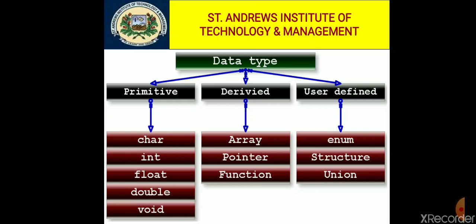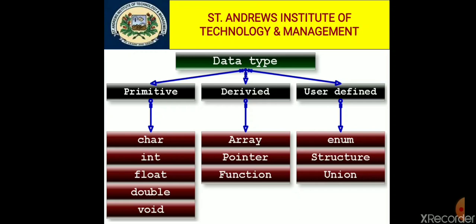And the last one is void data type. Void data type represents an empty set of values. It is generally used to specify the type of functions. The type of the function is void when it does not return any value to the calling function.